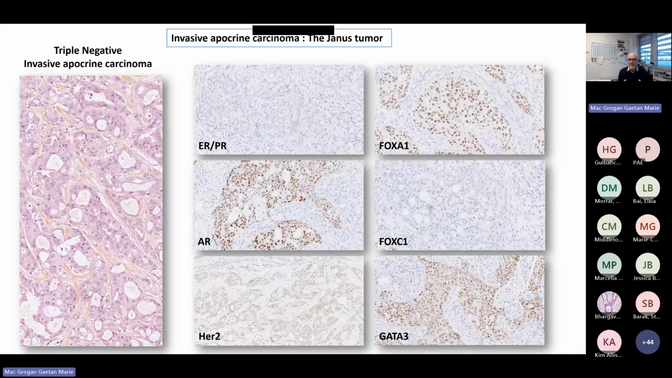Well, the other face of the apocrine tumors is the group of apocrine HER2 negative tumors. I can show an example here that is PR negative, androgen receptor positive. It shows a HER2 low or ultra low expression. It's FOXA1 positive, FOXC1 negative, and GATA3 positive.